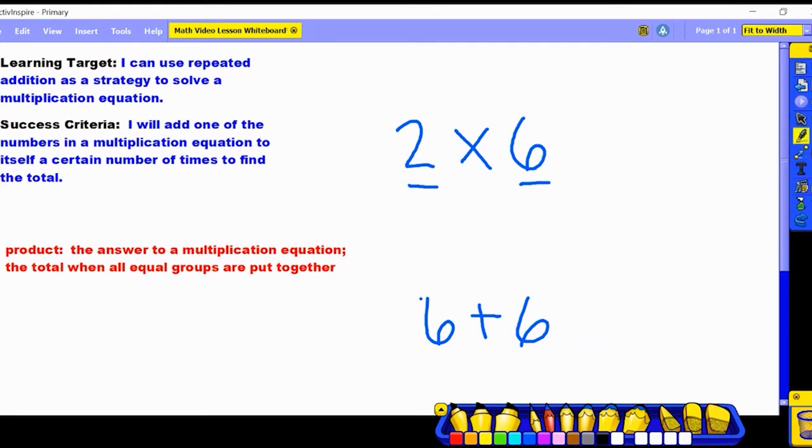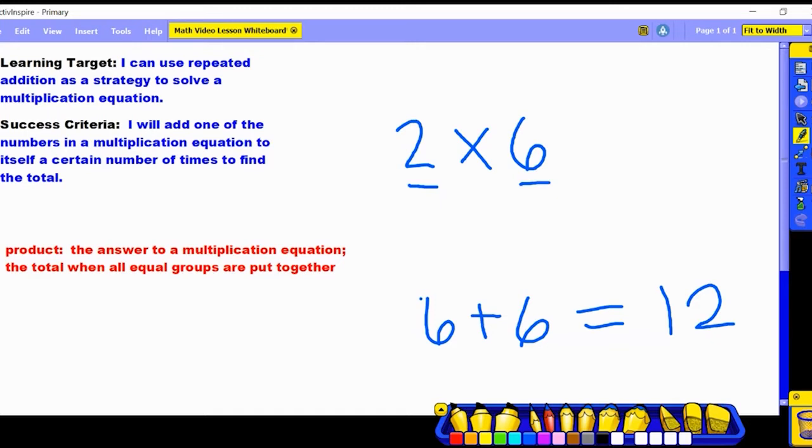Remember in math, it's good to use the strategy that works the best for you, that gets you to the answer in the easiest way. So I like 6 plus 6 as a way to figure this one out. And if you know your doubles for adding, you might already know that 6 plus 6 is equal to 12.